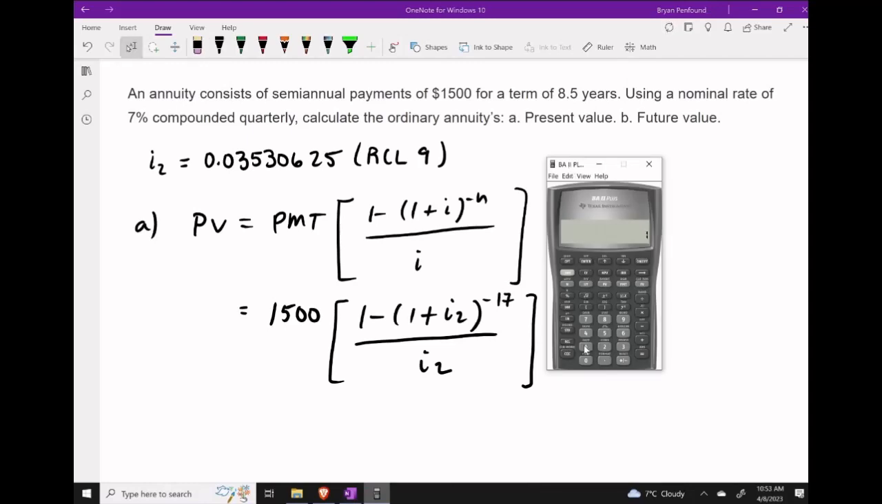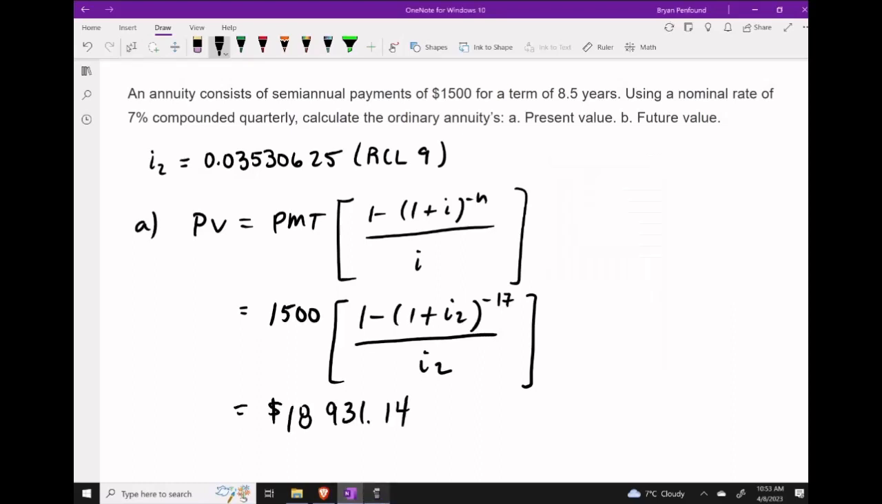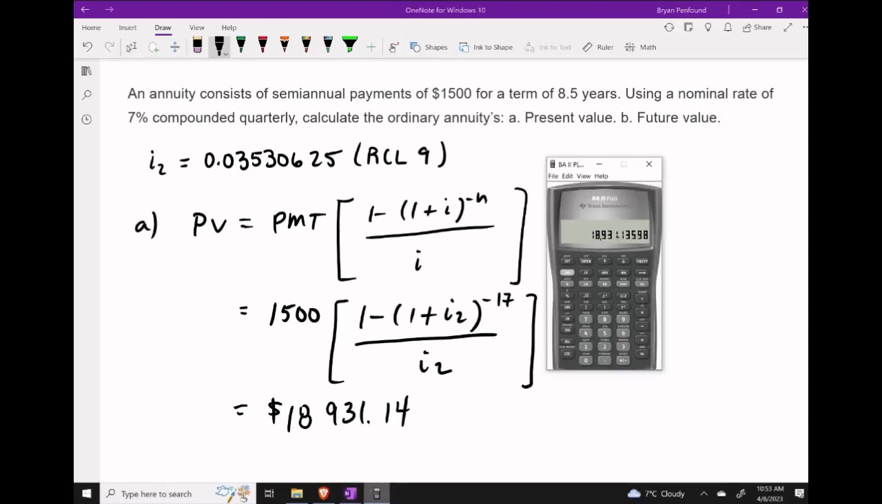So starting in the numerator of our fraction, 1 minus bracket 1 plus recall 9. Let's close that bracket, raise this to the power of negative 17. I'm going to hit the equals button here and then go ahead and divide by recall 9. Okay, once we have this value, we should be able to multiply by our payment size of 1,500 to obtain our present value. And we get a present value of $18,931.14.